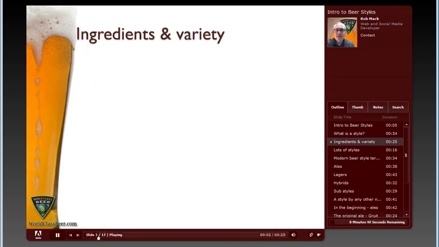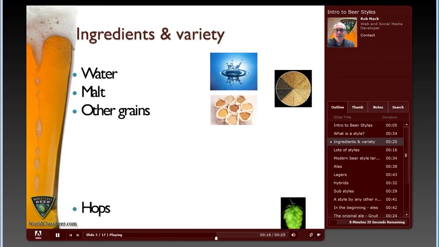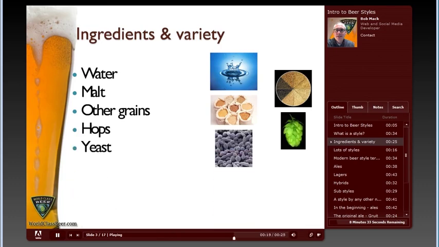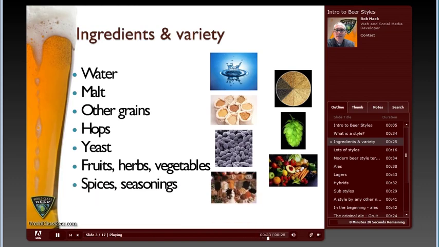Various beers can be very different from one another based on the simple premise that there are a lot of different ingredients that go into making beer. Beer ingredients can include water, malt, typically barley, other grains like wheat, rye, corn, or rice, hops, yeast, fruits, herbs, and vegetables, or spices and seasonings.